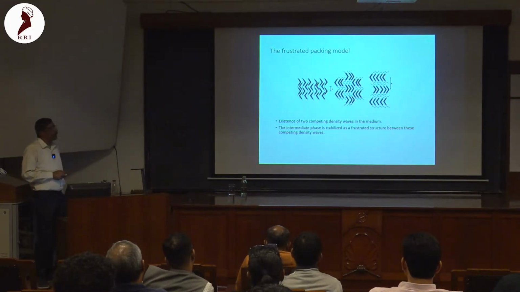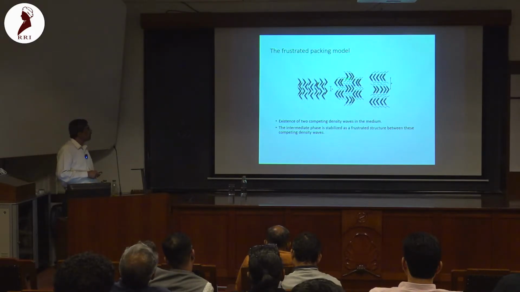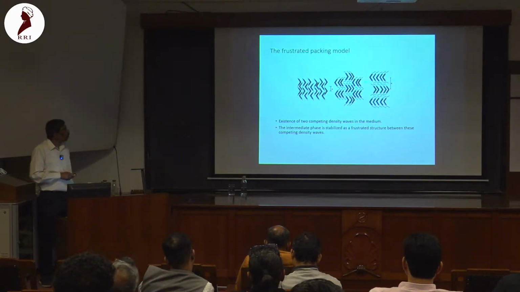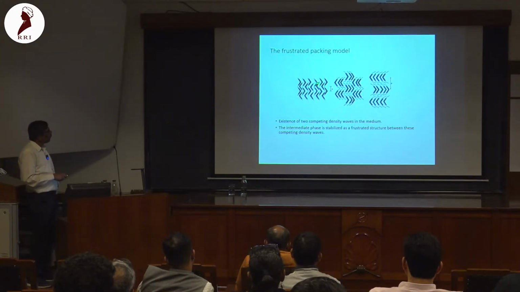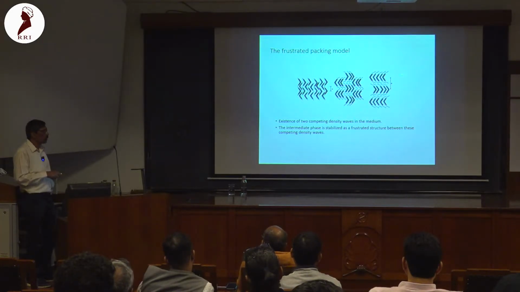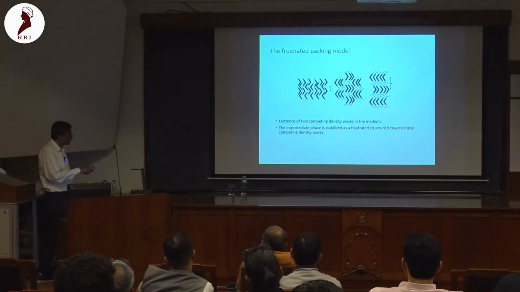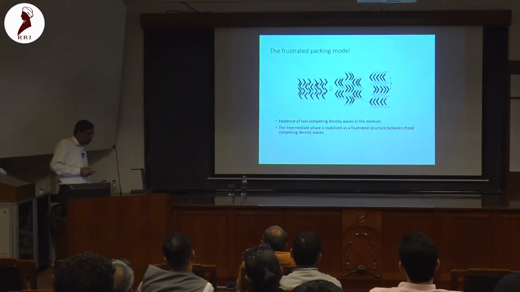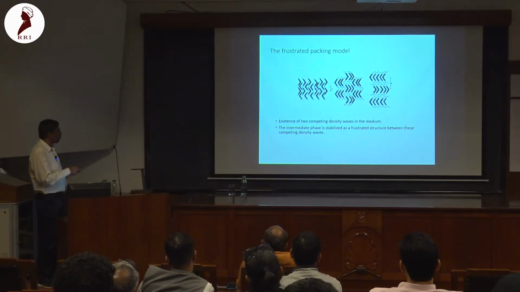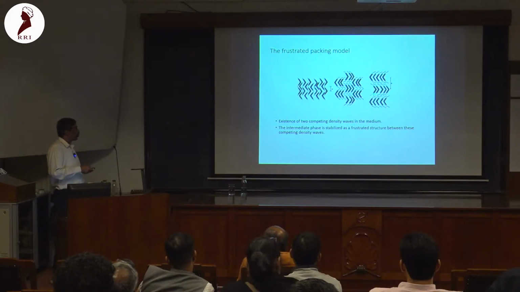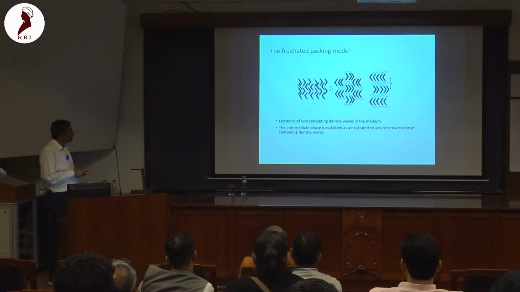So what we thought was, because of the chain length, there are two competing density waves trying to condense in the medium. One is of wavelength L by 2, the other is of wavelength D. And this structure actually is a compromise between these two competing structures. So there is a frustrated phase here. Okay. So we are able to develop a theory for this, and we are able to explain the sequence of four phases depending on the length of the chain.